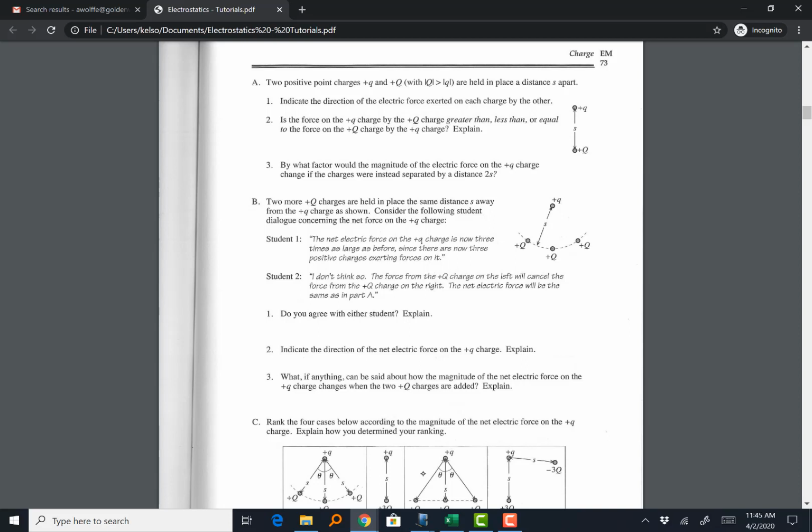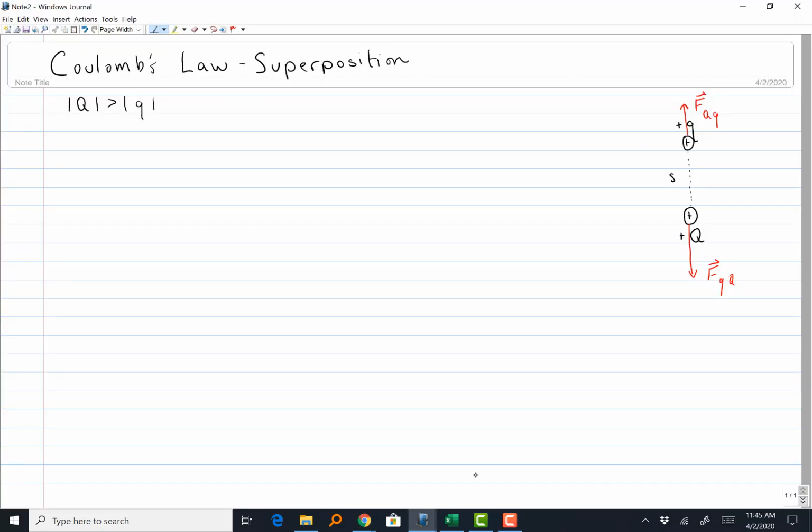Second question is looking at the relative magnitude of these two forces. Is the force on little q by the big Q greater than, less than, or equal to this other force? We want to look at the relative size of these two forces, and our options here are greater than, equal to, or less than. Even just looking at the form of these two forces, we should be getting some idea about what the correct answer is. And it is going to be that these two forces are equal.